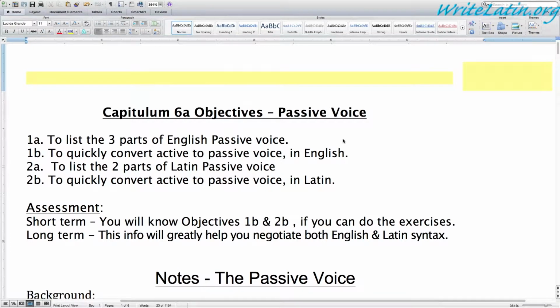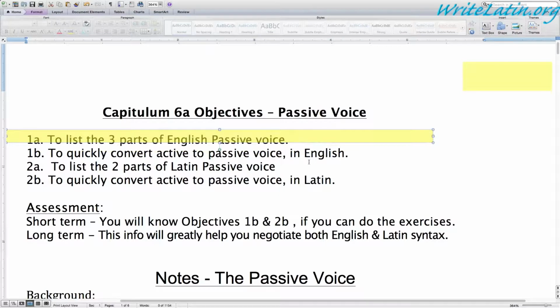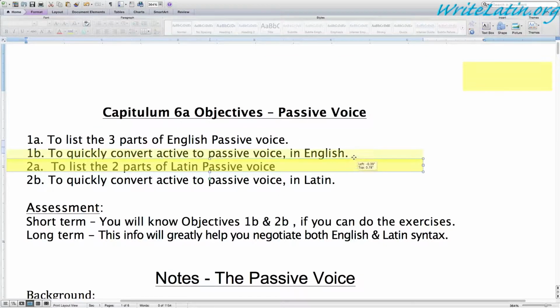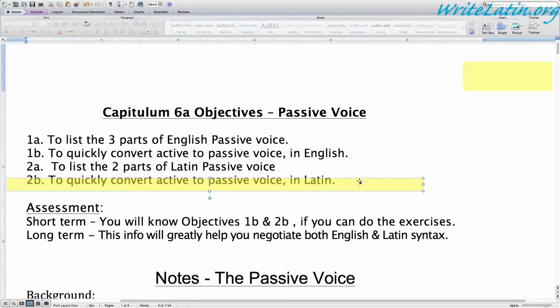Note 6a, the passive voice. Objective 1a, to list the three parts of passive voice in English. Objective 2a, to list the two parts of passive voice in Latin. Objective 1b, to quickly convert active to passive voice in English. Objective 2b, to quickly convert active to passive voice in Latin.